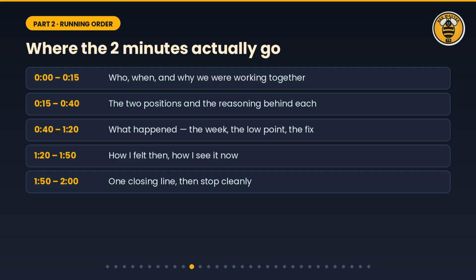And this is how that running order maps onto the clock. Roughly 15 seconds on who, 25 on the 2 positions, 40 on what happened, and 30 on how you felt. You do not need to time this in the exam. You just need to know that the story bullet is the long one and the feelings bullet is where you land.